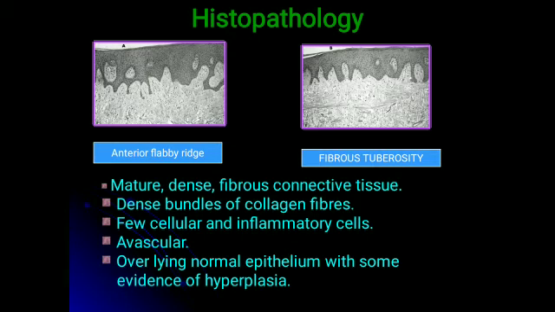Histopathology: mature, dense, fibrous connective tissue, dense bundles of collagen fibers, few cellular and inflammatory cells, avascular, overlying normal epithelium with some evidence of hyperplasia.